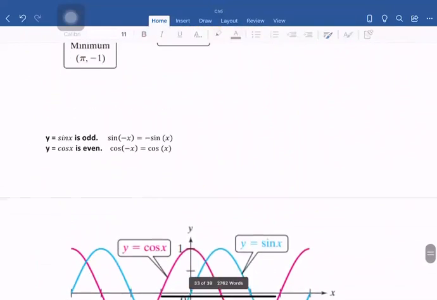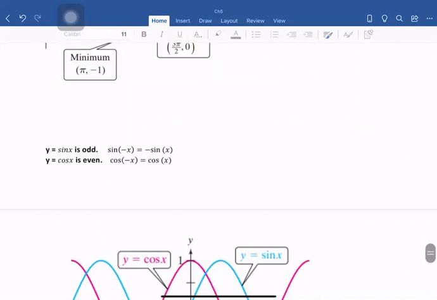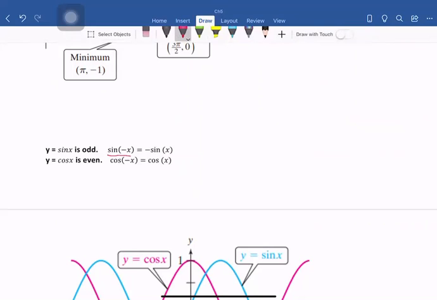Okay, let's move on. Y equals sine x is odd. That means sine of -x equals -sine x. Cosine x is even. That means cosine -x equals cosine x. We have mentioned this before.